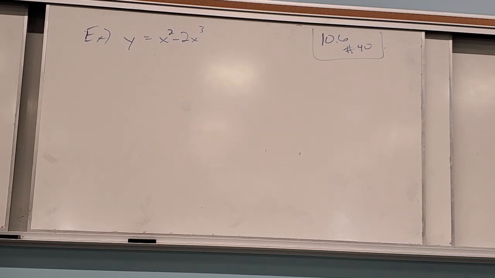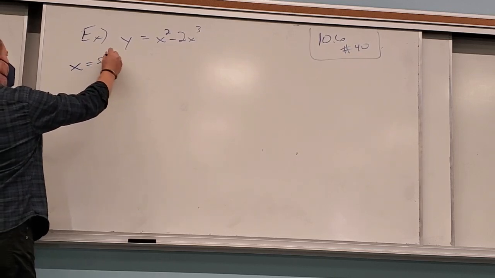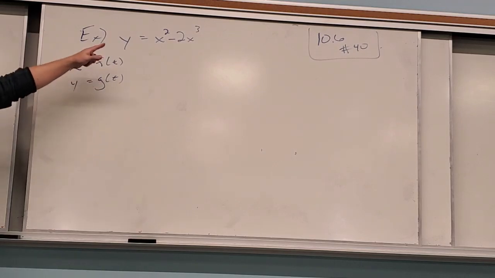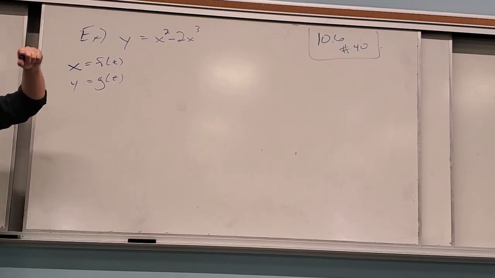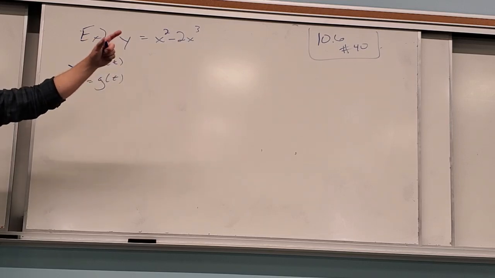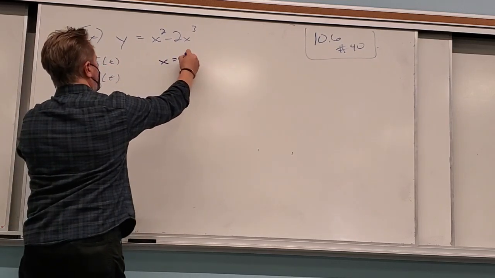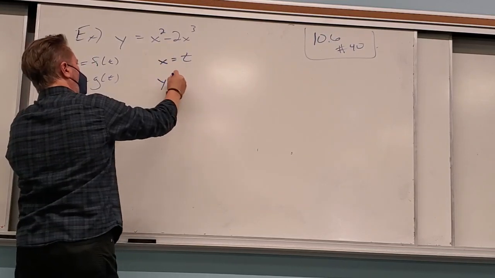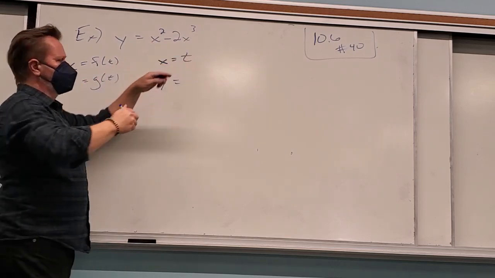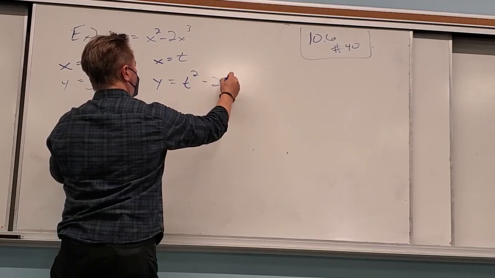How do I parameterize this? What's one way I can parameterize this? So what does it mean to parameterize something? I want to make x a function of t, and then y a function of t. But they have to together make this. The easiest way to parameterize something that is already solved for a letter is to just make the other letter t. So if I let x equal t, what's y then? T squared minus 2t cubed.